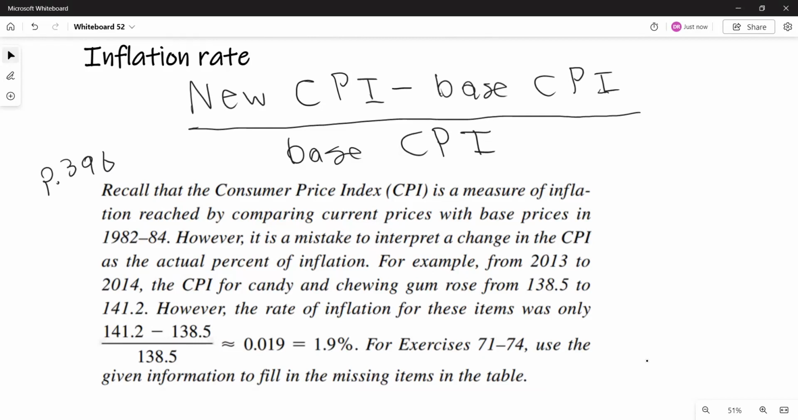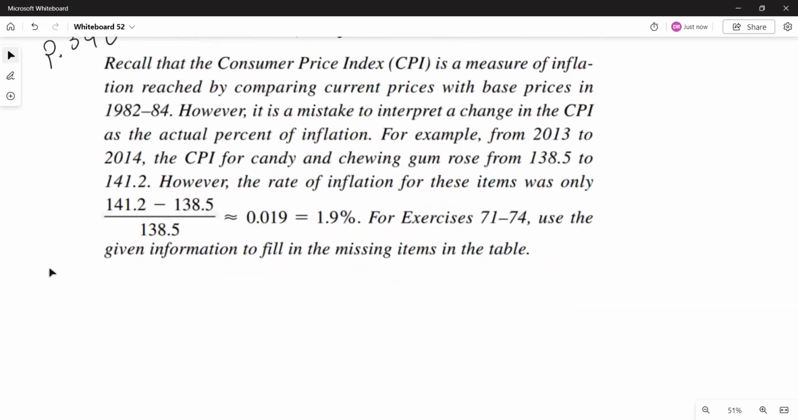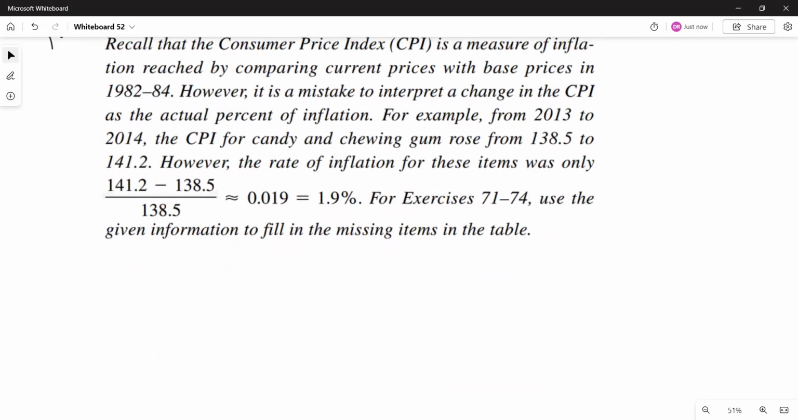For example, from 2013 to 2014, the CPI for candy and chewing gum rose from 138.5 to 141.2. However, the rate of inflation is not the actual percent, it is the percent of change. The percent of change was only 1.9%. So for the exercises in the table, we're going to use the inflation rate formula, which is the percent of change formula, to fill in the missing items in the table.